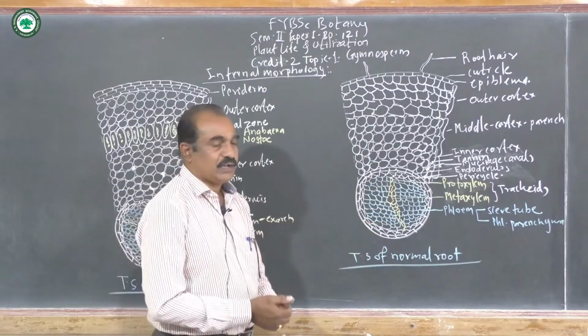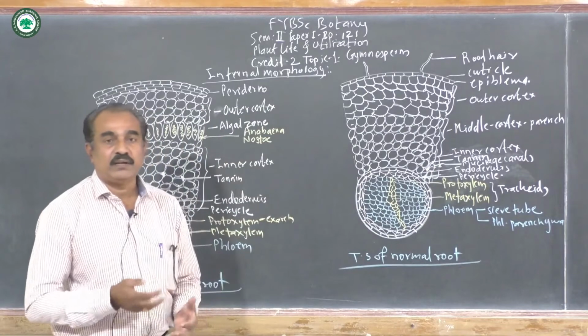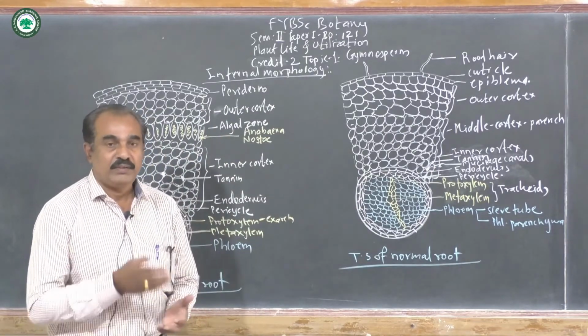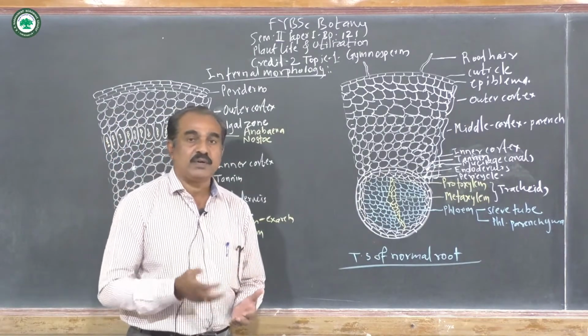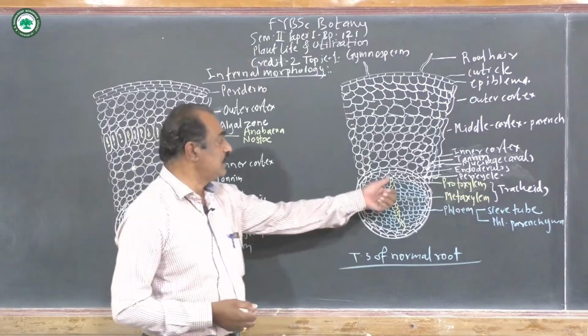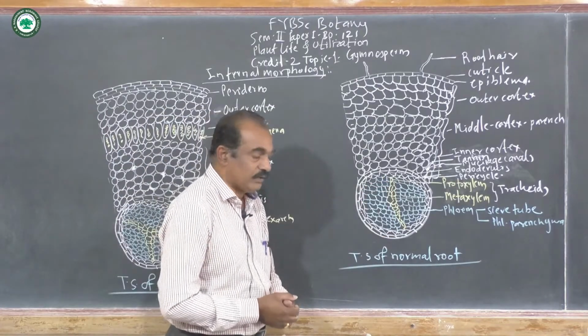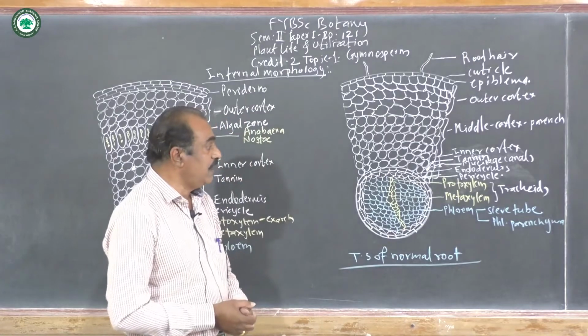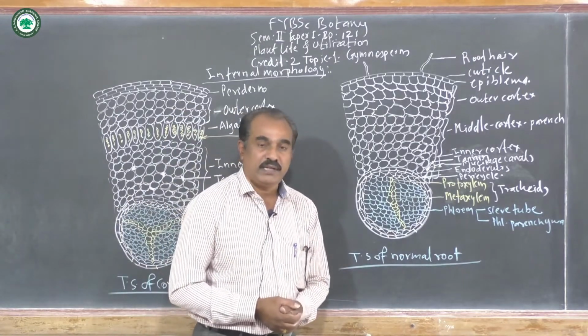Now this is diarch. Sometimes diarch, triarch or tetrarch xylem also develops. This diarch xylem is completely encircled and covered by the phloem, and in the phloem there are different types of phloem elements.